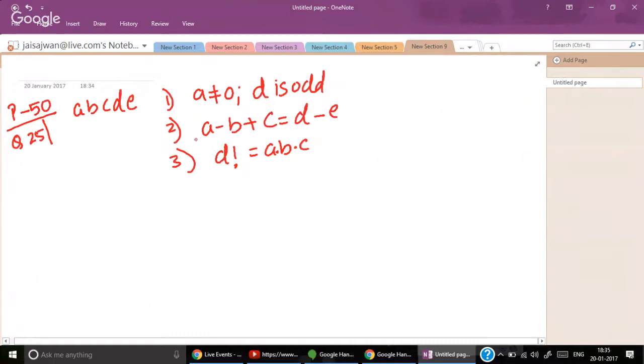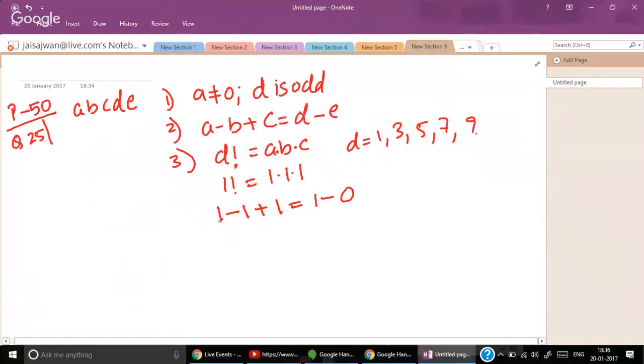Fine. As it is given that D is odd, the possible values of D I can conclude are 1, 3, 5, 7, 9. Of course. So look at 1 factorial, you will say it is 1 into 1 into 1. All of them should be equal. Let's go to the second statement given here. 1 minus 1 plus 1 is equal to 1 minus E. And E has to be equal to 0. 1 minus 1 is 0, plus 1. So from this I concluded that E is equal to 0 when A is equal to B is equal to C is equal to D is equal to 1. That is the first case which is forming from here.